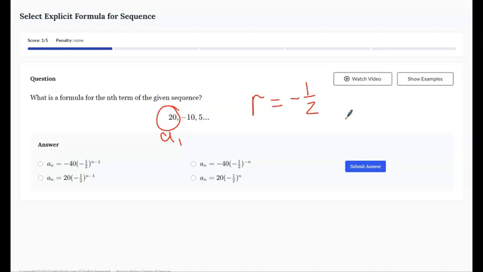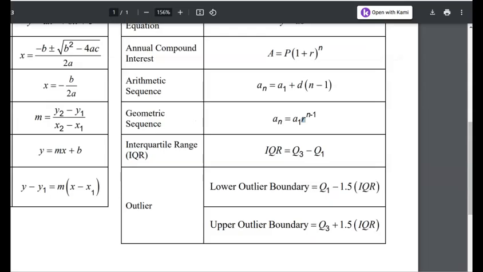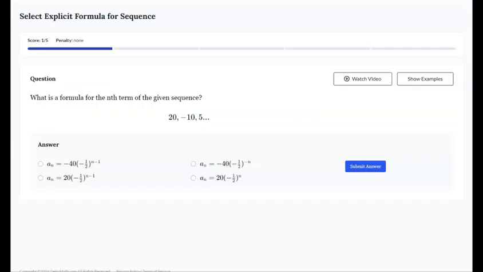And don't forget that the formula, when looking at the reference sheet, has n minus 1 as the exponent. So our initial value, A sub 1, is 20. So this one's out, this one's out. Our common ratio was multiplying by -1/2. So these are both in. And then our exponent is always n minus 1 here. So that makes this one the choice.